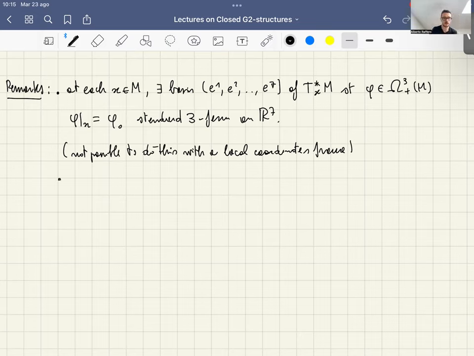Then another remark is that the bundle Lambda^3_+ we introduced, of the bundle of three-forms on the manifold, is an open subbundle, as we said. This means that small perturbations of a G2 structure are again G2 structures. So if you add some three-form of small norm, in a suitable sense, you will again get a G2 structure.